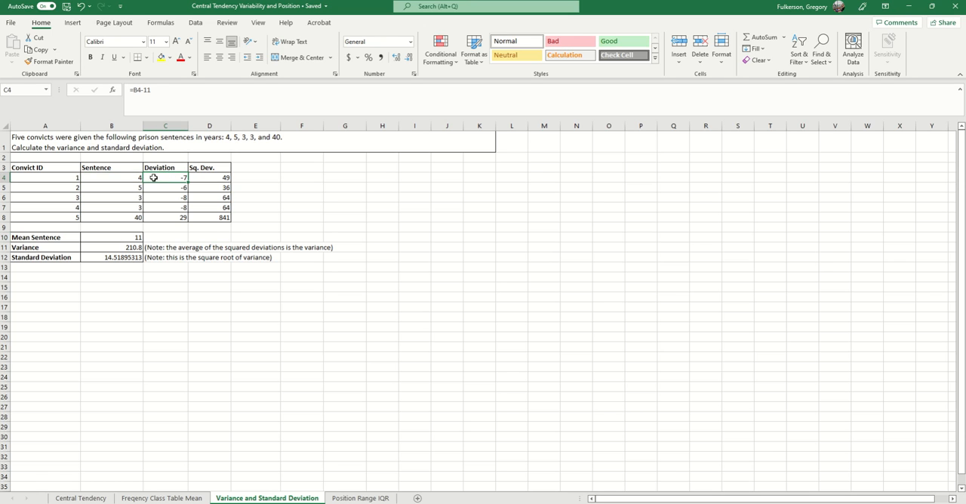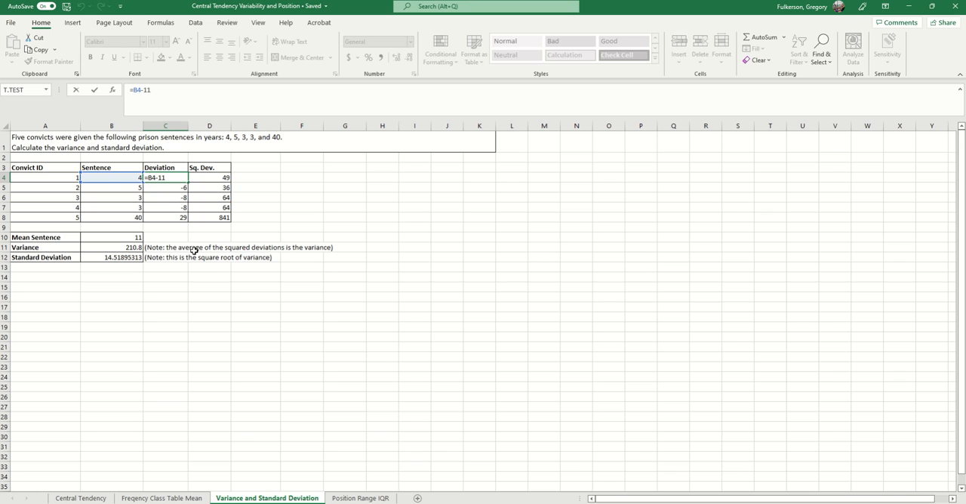So the deviation, in order to calculate that, we need to look at how each individual score differs from the mean. So the mean is the average of all the sentences. You can see the formula in Excel is just the word average, and in parentheses the range of cells, so B4 to B8. So the average sentence length. The deviation takes each individual score, and you can see we are taking the individual score and subtracting the mean sentence. Right? So that's 11. So you can see B4 minus 11.